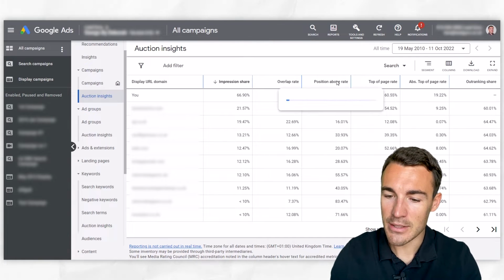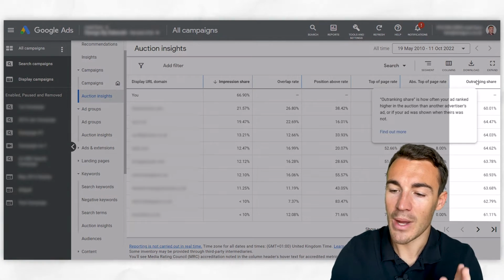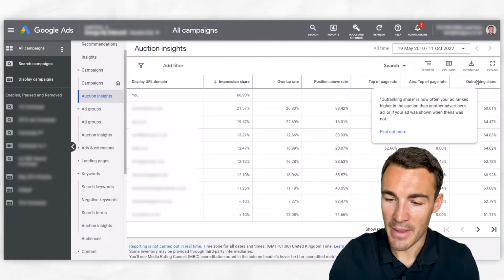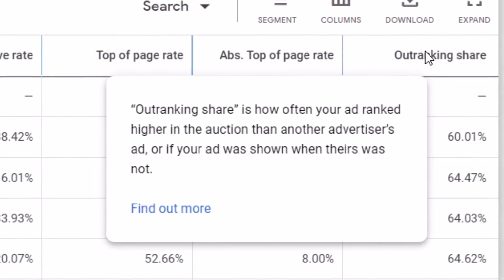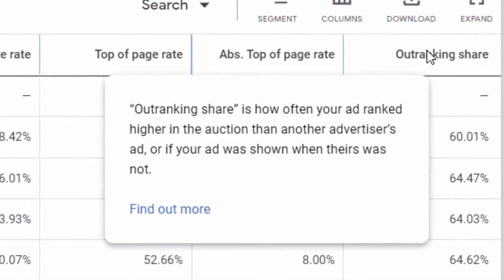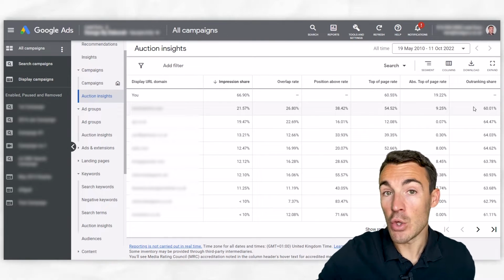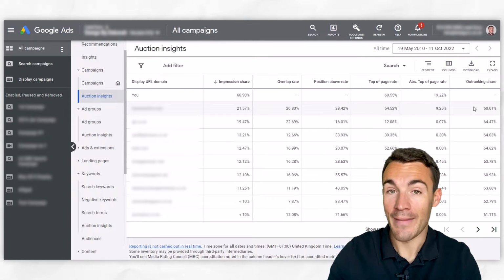Okay, I'm going to get to these three in the middle in a second, but I want to jump over to outranking share first, because this is a very interesting metric. Outranking share refers to how often your ads are appearing above your competitors' ads. If your outranking share is quite low, that might mean your competitors are effectively outbidding you. They're beating you in the auction and outranking you.